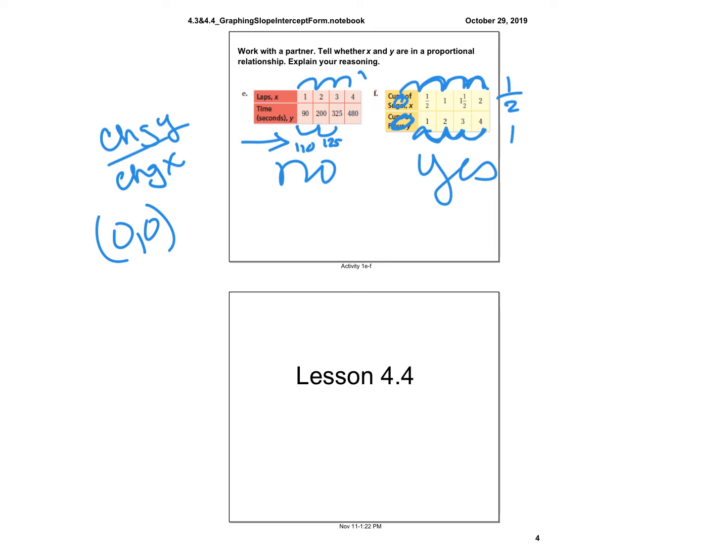We're also going to have to be able to tell if it's proportional in a situation. So this is a short lesson just because we're going to be going through this while we're doing other lessons and talking about whether or not it's proportional or not. So if you don't completely understand, it's not that big of a deal. We're going to be going through examples. So let's move on to lesson 4.4, which is slope-intercept form.